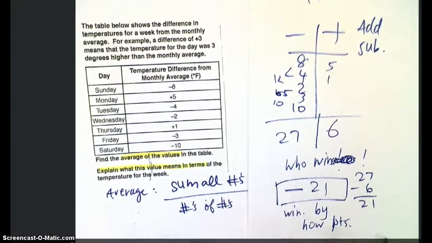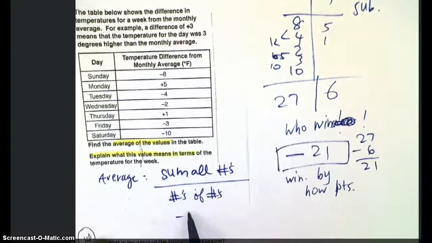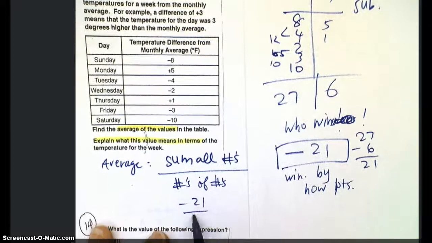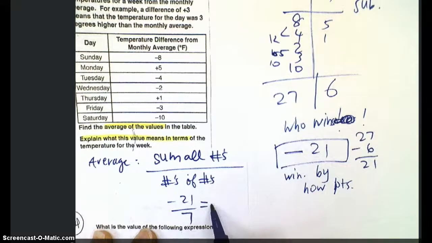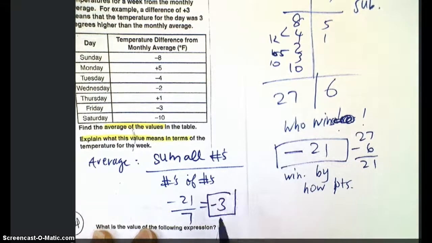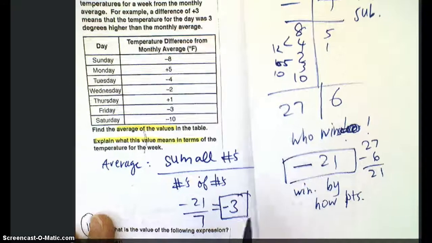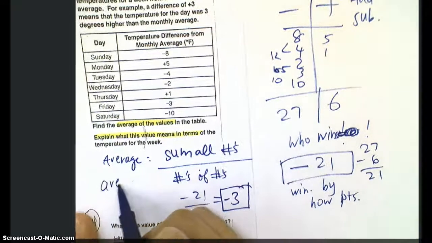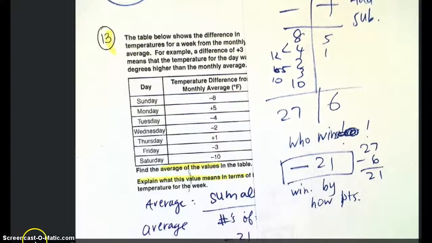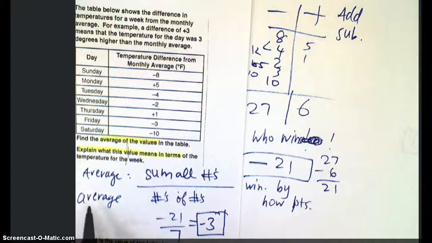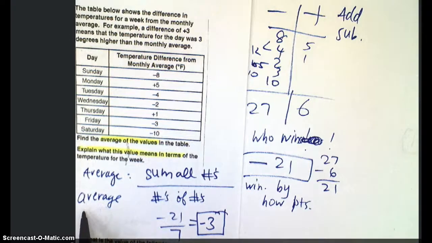And then I'm going to take the negative 21 and divide it by how many numbers there are, which was 7 days in a week, giving me an answer of negative 3. That is our average. So this means that the average temperature for the week.